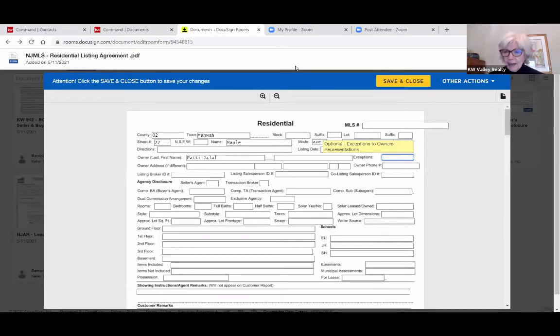If they buy, then there's no commission due. All right. However, you can proceed to list the property and fully market it.